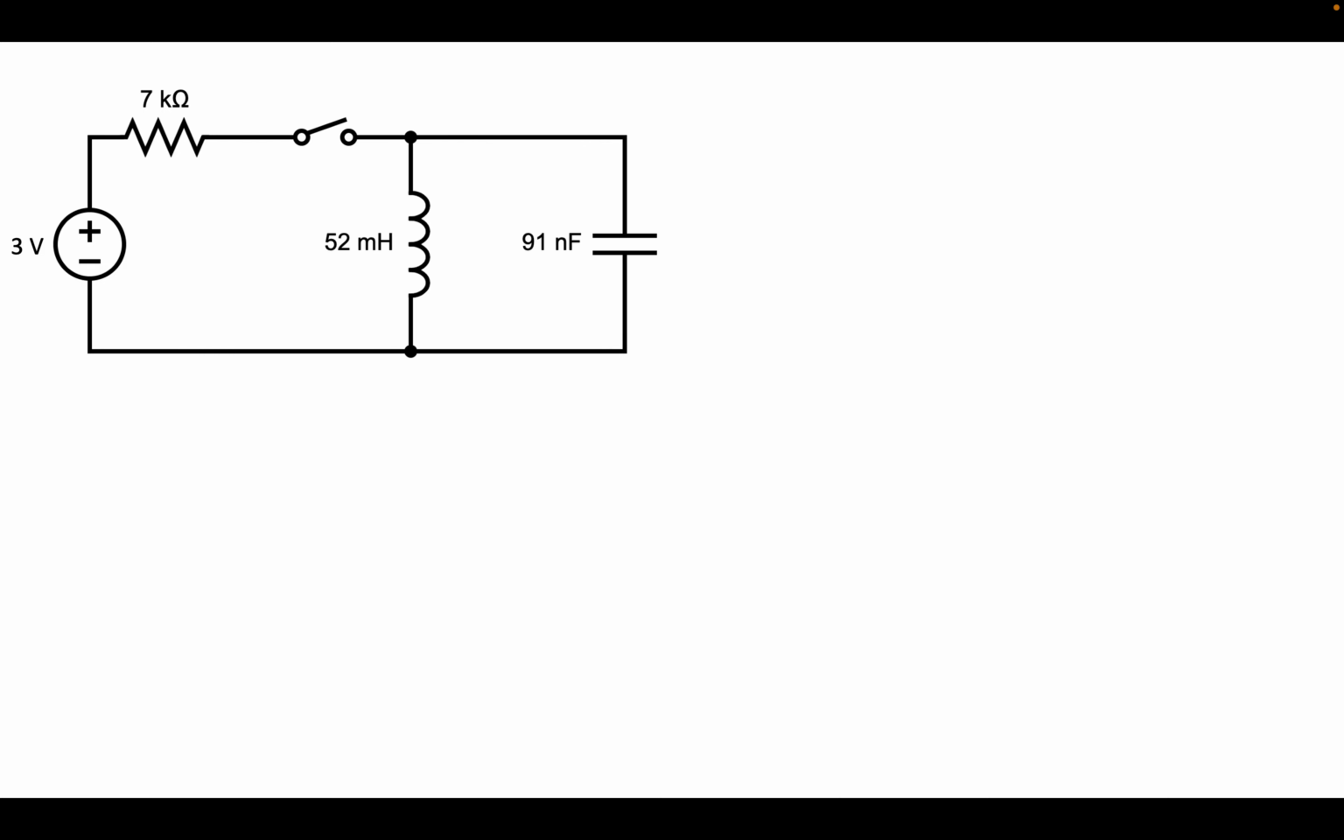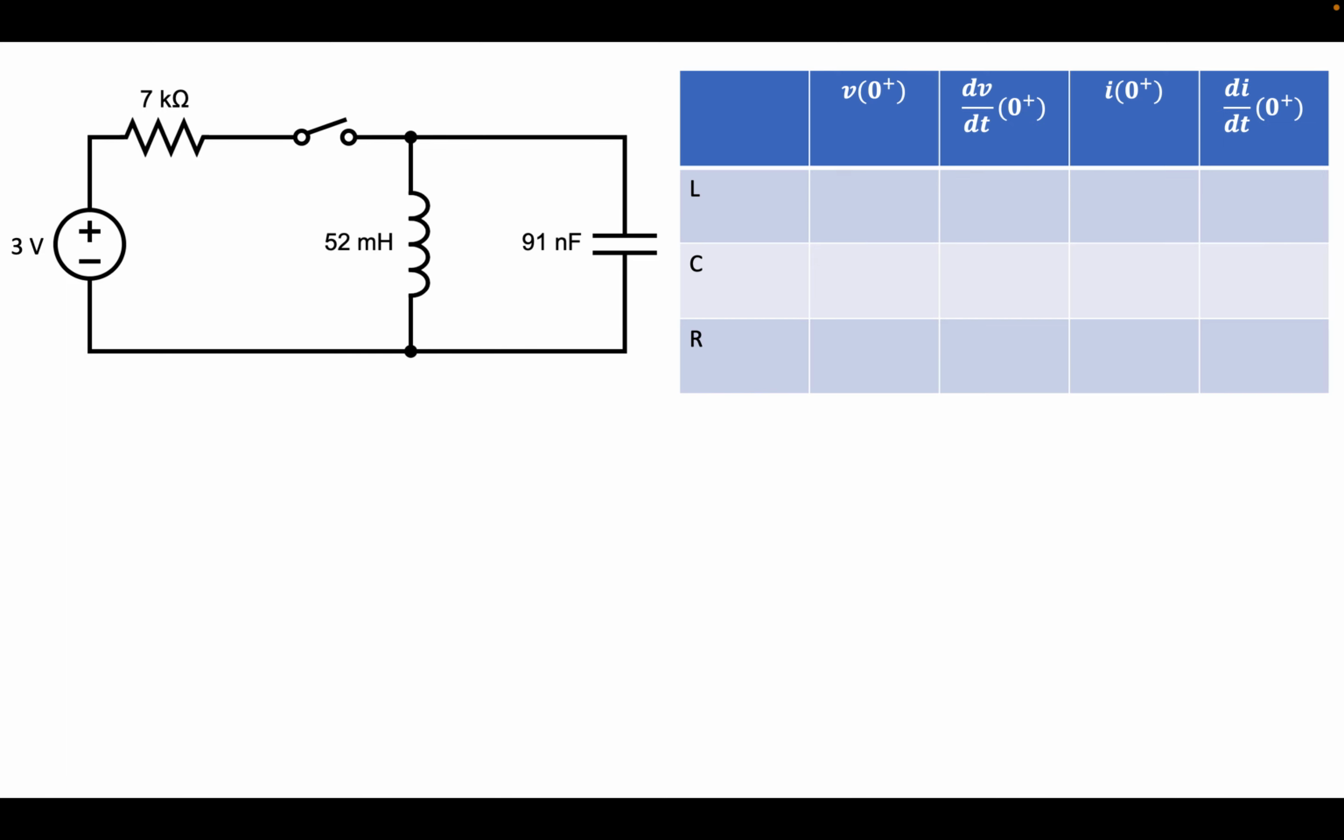And really the most effective way I've found to find all of the initial conditions for an RLC is to fill out this table. Every time I come up with a problem like this, I literally write this out on a piece of paper, with the headers as the voltage, derivative of the voltage, current, and derivative of the current at the time in question, which is almost always 0+.